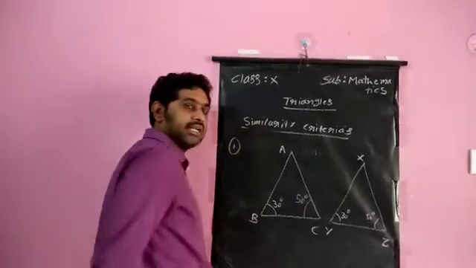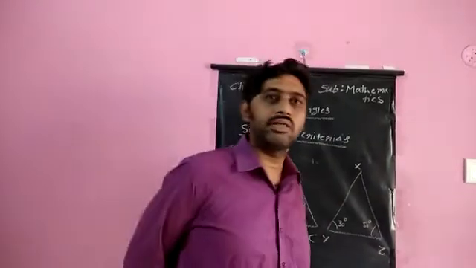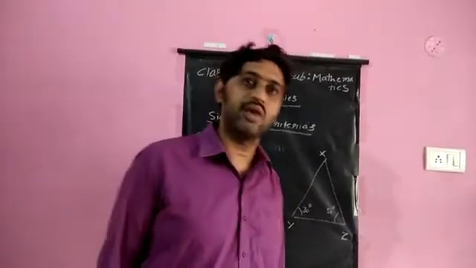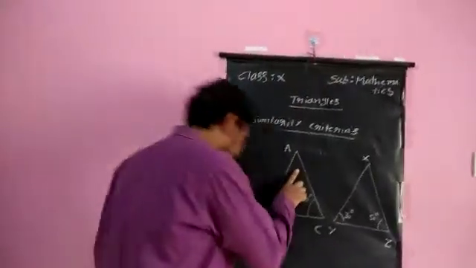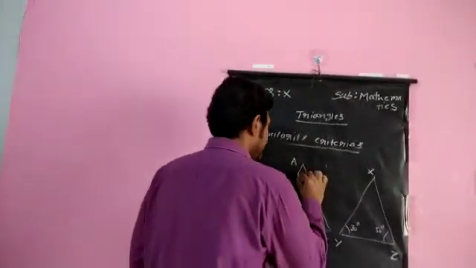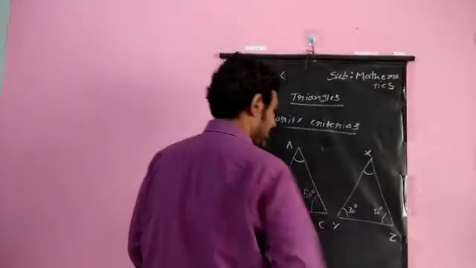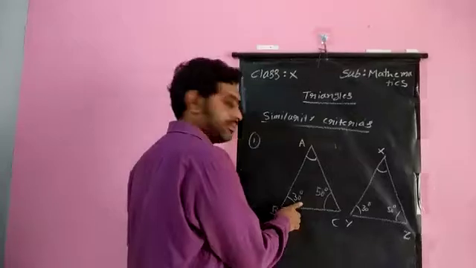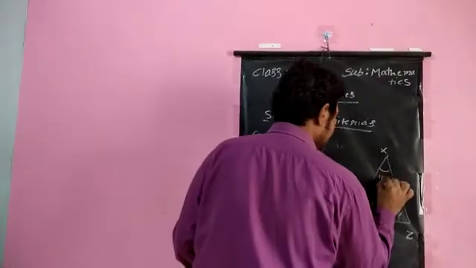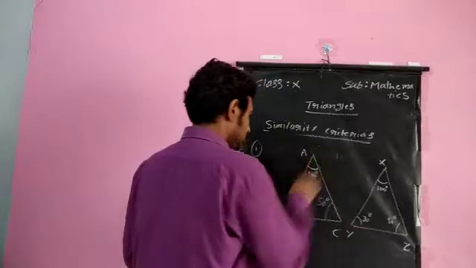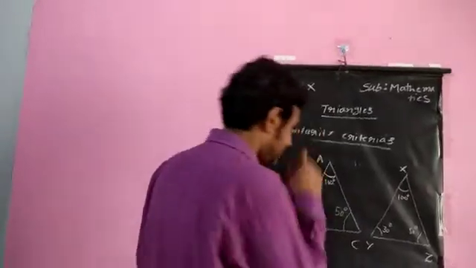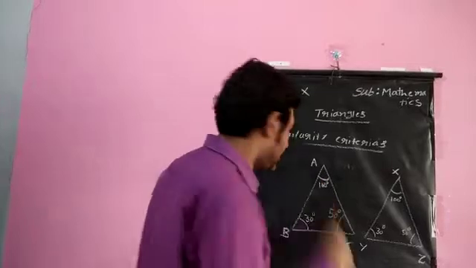Now, the sum of the angles in a triangle, according to the angle sum property, is 180 degrees, whatever the triangle may be. So the sum of the three angles in this triangle is 180, and even the sum of the three angles in this triangle is also 180. That means the third angle in both the triangles will be equal. 50 plus 30 means 80, total 180, so this will become 100 degrees. And in this triangle also, this angle will become 100 degrees. So the three angles of this triangle will be equal to the three angles of this triangle. Then we can say that these two triangles are similar to each other.